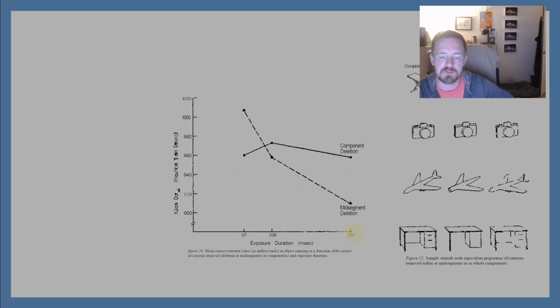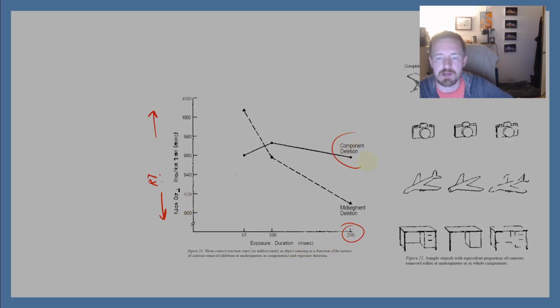So here, I want you to just focus on these longer durations, whenever you actually give people a fifth of a second to look at the image. Here, this should be reaction time. It's really kind of garbled here, but this is reaction time. So the higher, the longer it takes to respond. The lower, the shorter it takes to respond.